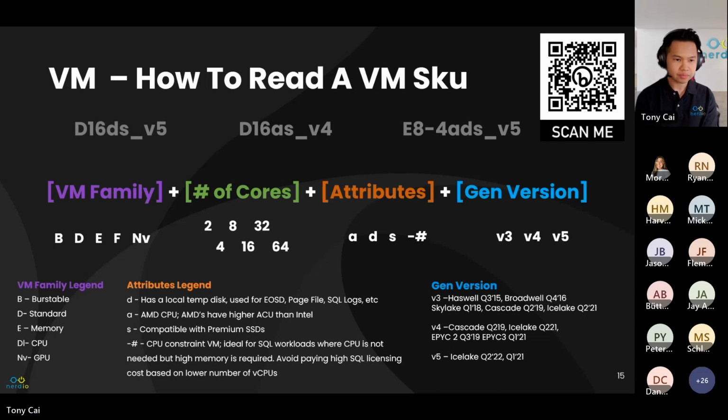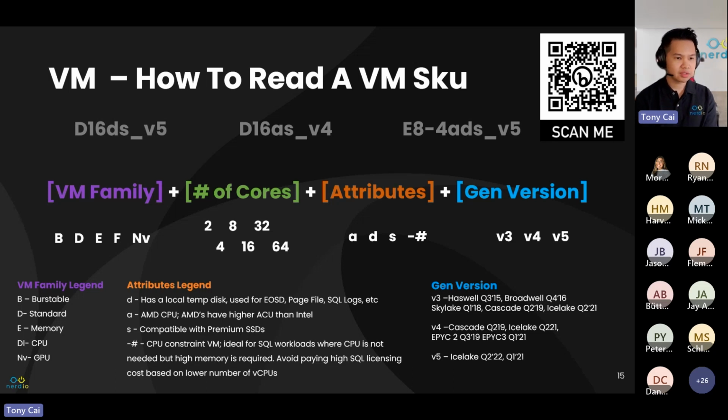There are lots more attributes, but the 4 here are the ones you need to focus on. So A, if it has an A in the SKU, that means it's an AMD machine and not an Intel machine. If there's a D in the machine, it has a temp disk. A temp disk is actually NVMe cache on the compute node that could be used for something like a SQL transaction logs folder or ephemeral OS disk. The key thing to know about a temp disk is that when you deallocate the machine, that drive gets wiped, so whatever data you put on that disk, make sure you don't really need it, that it can be perishable at any time, and it won't affect the performance or anything about the application you throw on it.